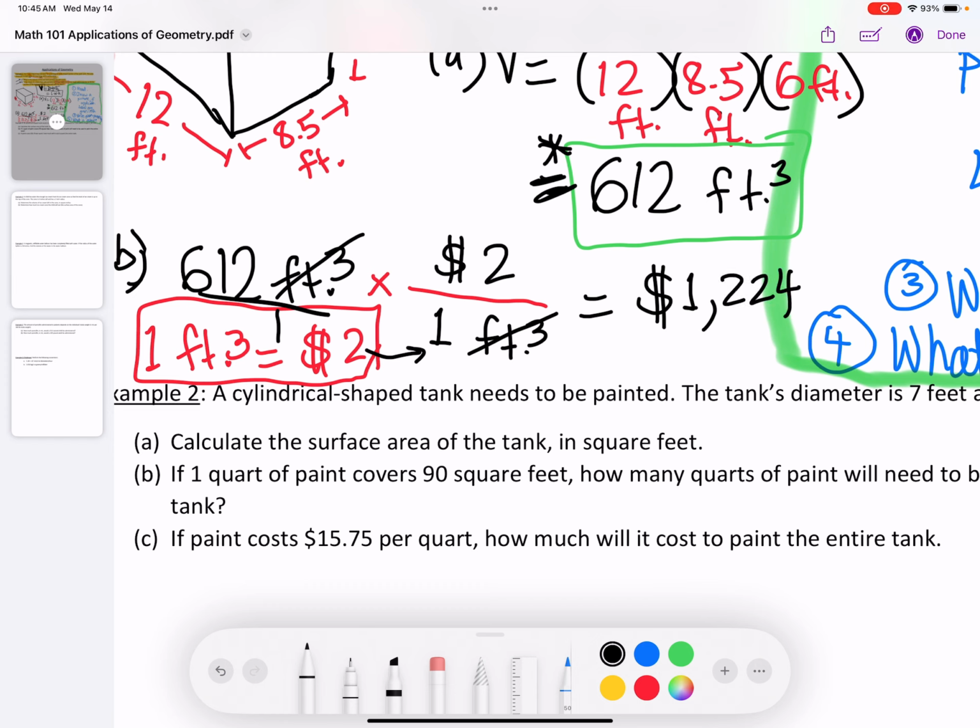$1,224? Holy moly. Joy, this backyard better look good for that price. Holy moly. That's a lot.